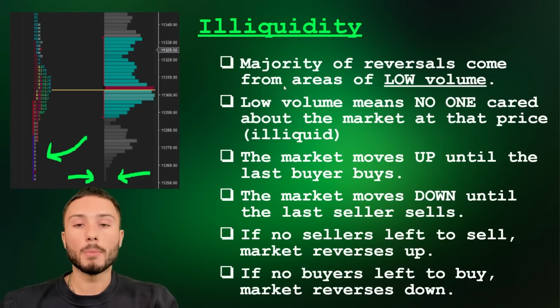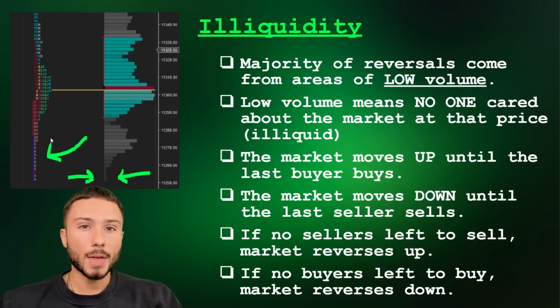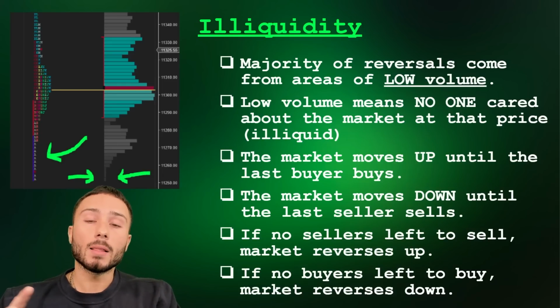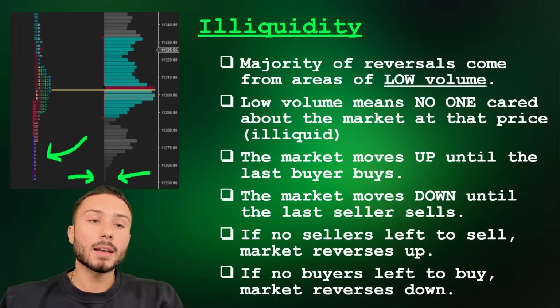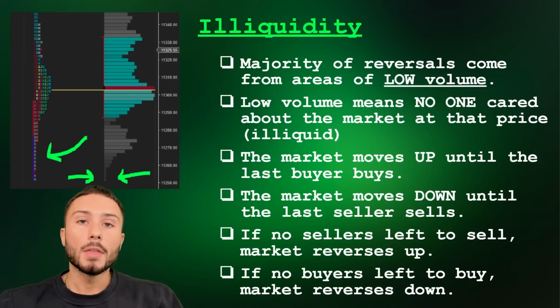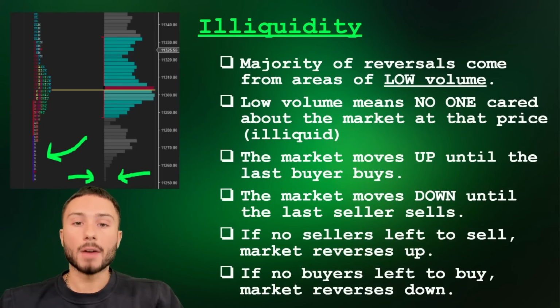Majority of reversals come from areas of low volume. Low volume means nobody cared about the market at that price. A lot of the time you can see this from a market profile or a volume profile in the concept of a volume tail. What this means is the market did not spend much time there. If the market doesn't spend a lot of time, that means there weren't a lot of transactions occurring or a lot of volume. If there isn't a lot of volume, that means nobody has cared about the market at that price. If the market doesn't care about prices at that level, then it's a good sign a reversal is coming, validating our breakout or breakdown which failed.